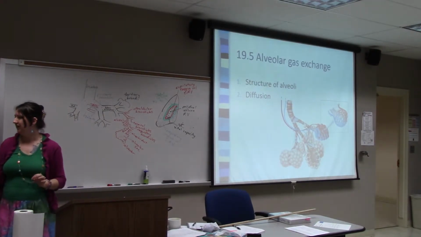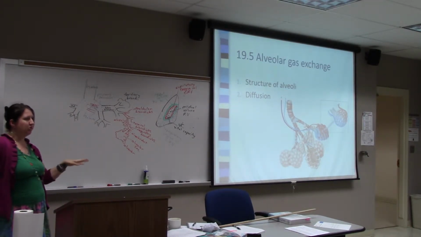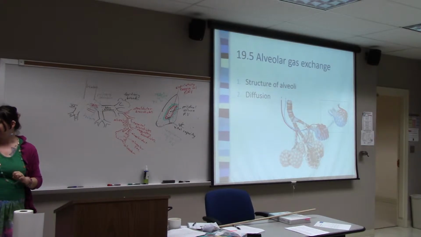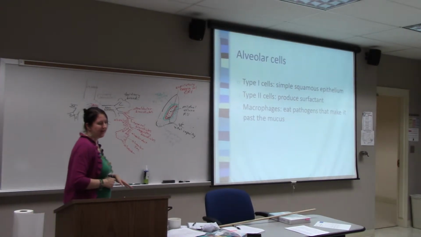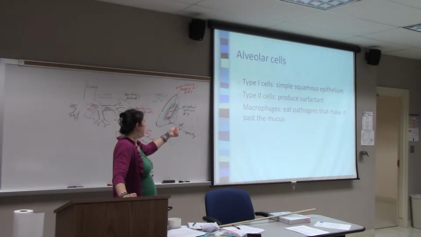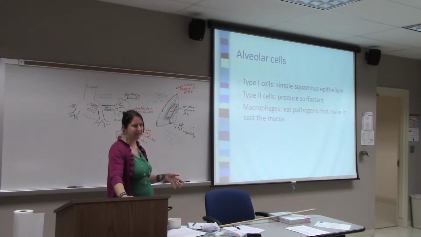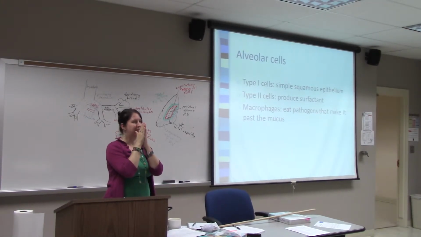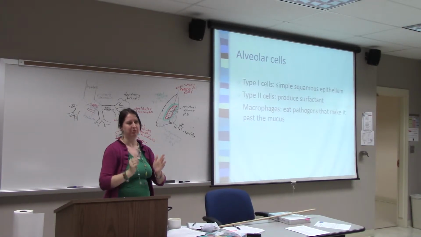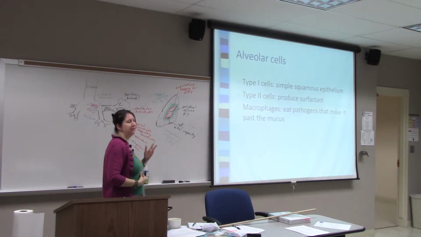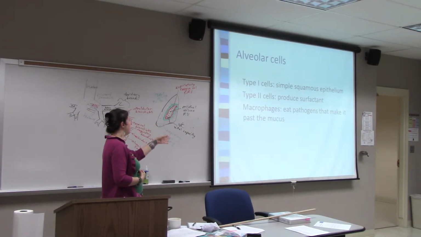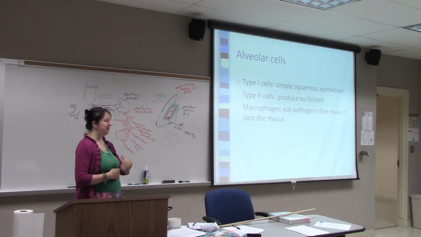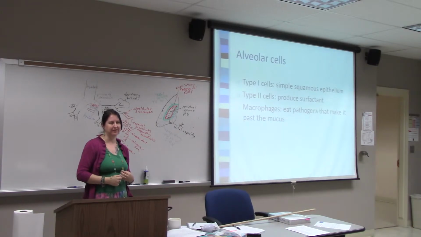All right. In this section, we're going to look at a little more about the structure of the alveoli and gas diffusion. In the alveoli, we have three main cell types. Type 1 cells are simple squamous epithelium. They're those little flat, kind of fried egg looking cells that make a nice thin membrane for gases to move through quickly. Type 2 cells are the ones that produce surfactants. And then there are also macrophages found within the alveoli to clean up any pathogens that make it past the mucus in the airways.